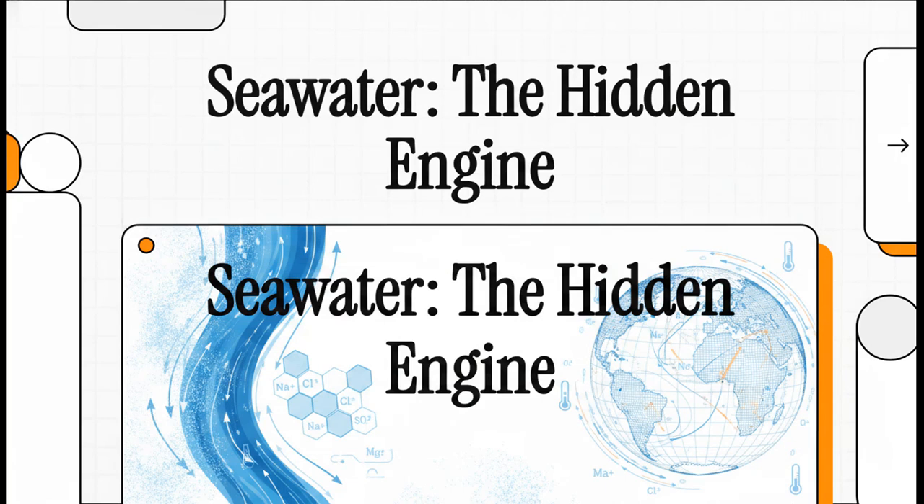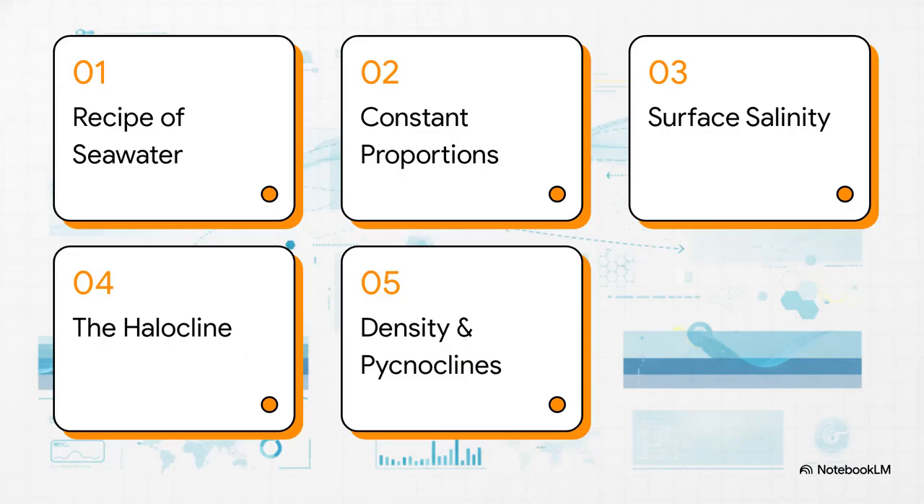Welcome to This Explainer. Today, we're looking at the ocean a bit differently. Instead of just seeing a massive body of water, we're going to treat it like a giant, density-driven machine. To really understand how this planetary engine works, we actually need to reverse engineer its chemical recipe from the ground up. Here's our flight plan for today.